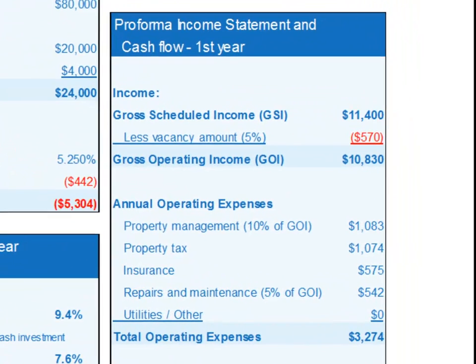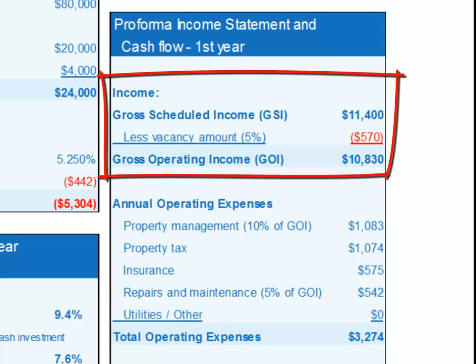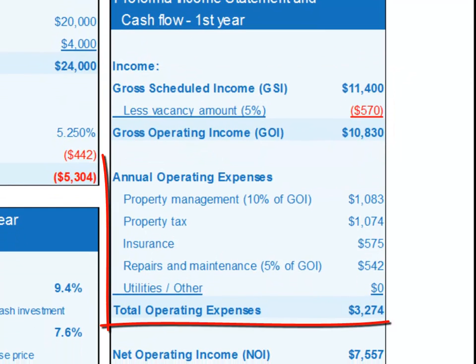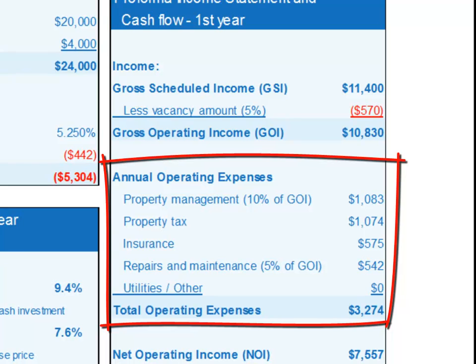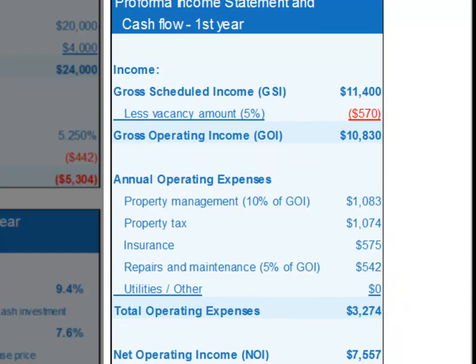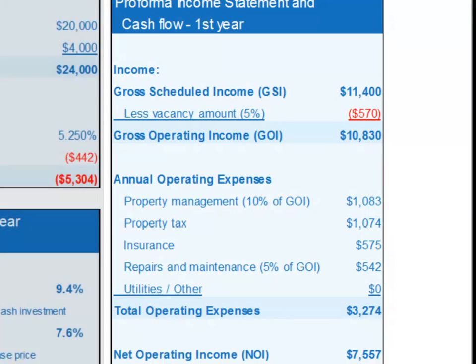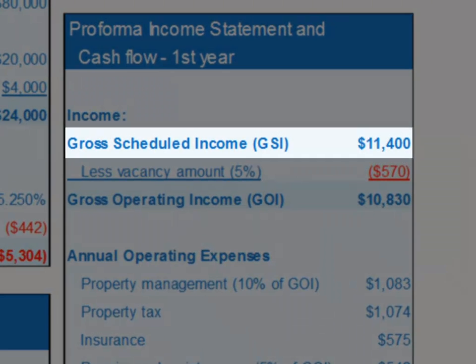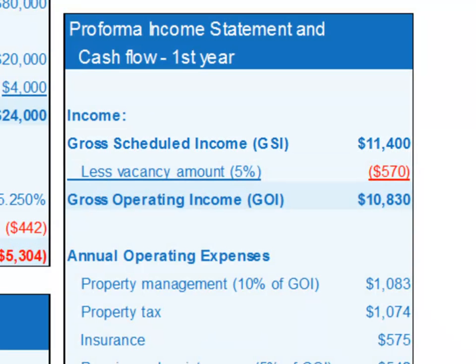The income statement is comprised of two sections, the income section and the expense section. With single-family home investments, the income section is typically comprised solely of the rents we can expect from the property. Our gross or overall income is called our gross scheduled income, or GSI. The GSI assumes perfection. In other words, the GSI assumes our tenants pay on time and never leave the property.